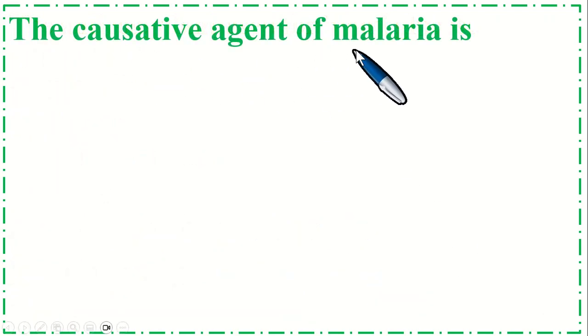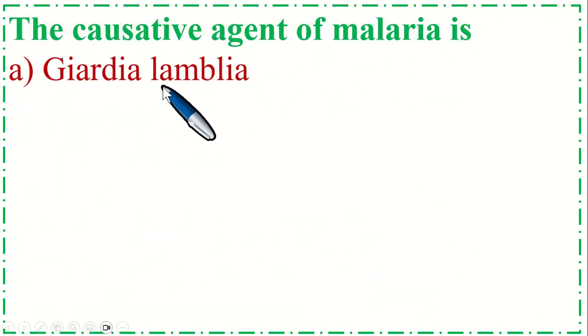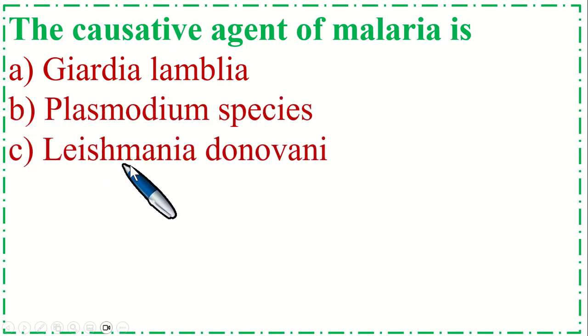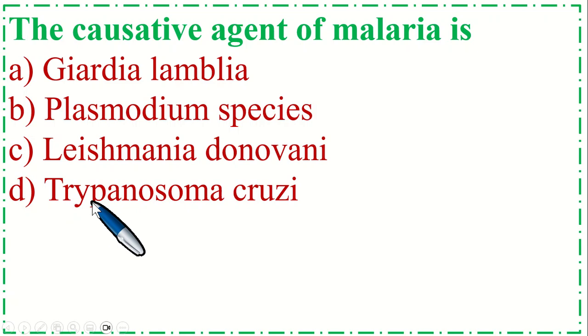The causative agent of malaria is option A, Giardia lamblia, B, Plasmodium species, C, Leishmania donovani, and option D, Trypanosoma cruzi.